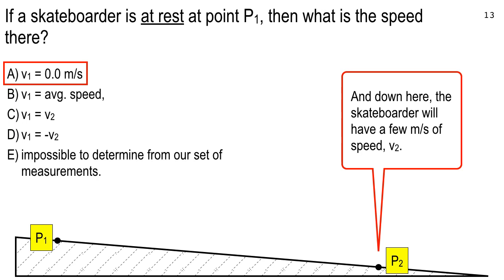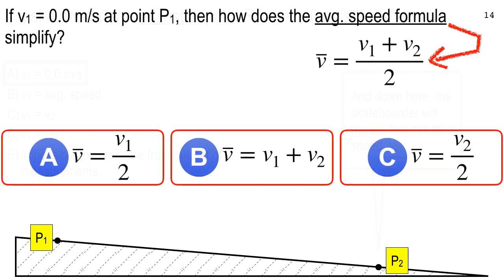All right. Now, next question. How does the average speed formula simplify? A, B, or C? So V1 is 0.00 meters per second. V2 is whatever V2 is. And the average speed, add them up and divide by 2, simplifies into one of these three formulas.